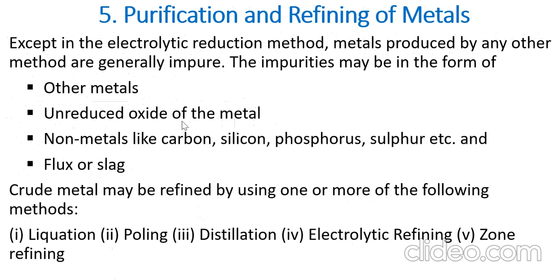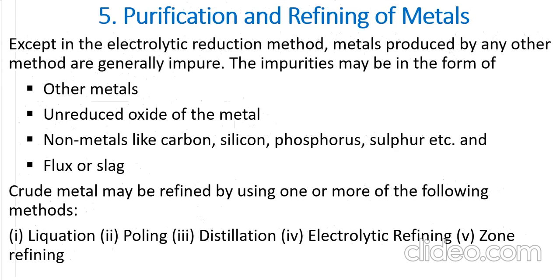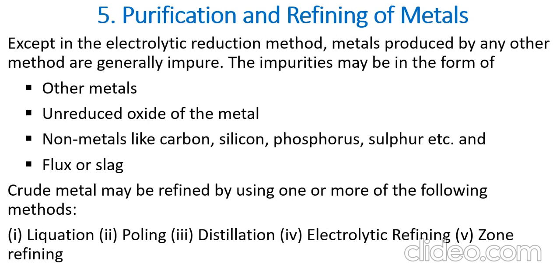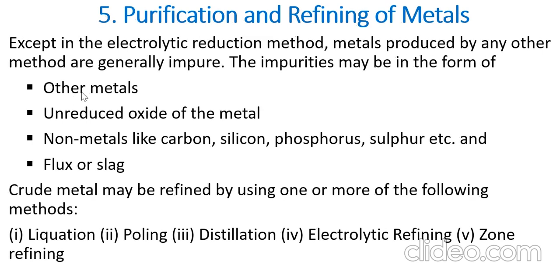So finally, we look at purification. Are we together? We have purification of these metals, right? We have looked at the process, and here we want to look at the final purification. So in this case, you can use liquidation, pooling, distillation, electrolytic refining, or finally zone refining. In all the process we've done, there may still be some impurities, so you can use these to finally remove some of these impurities.